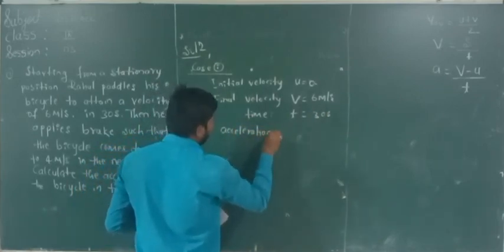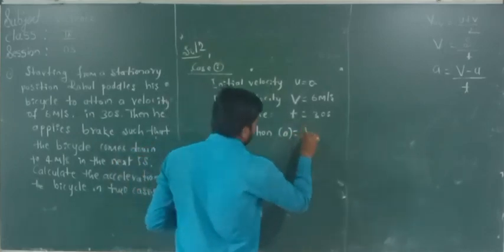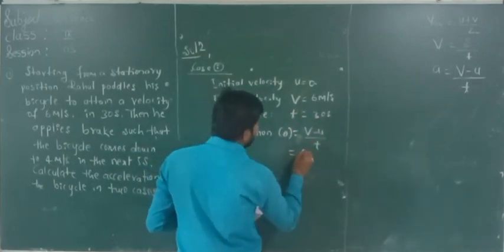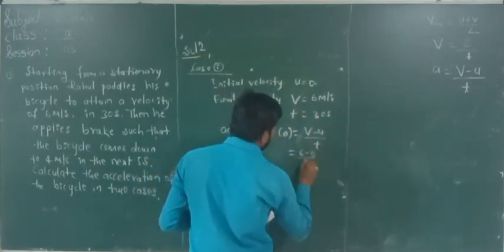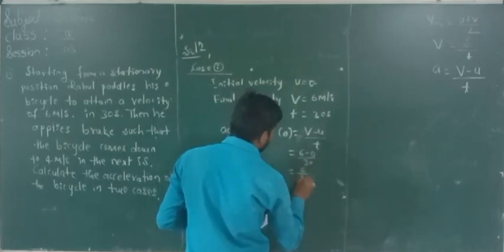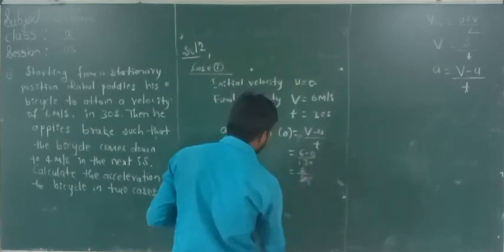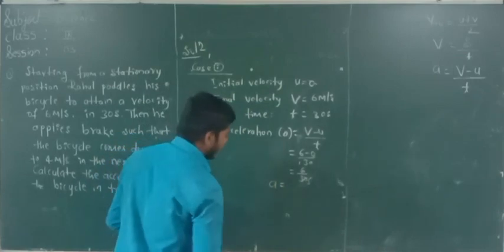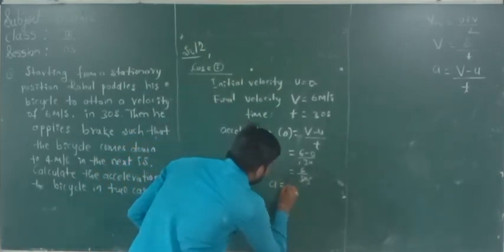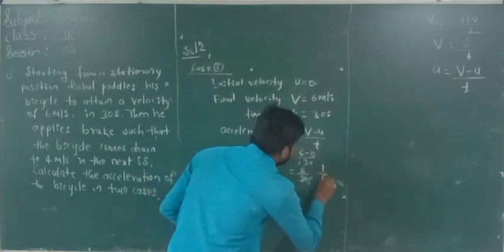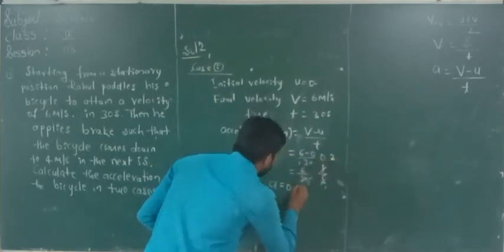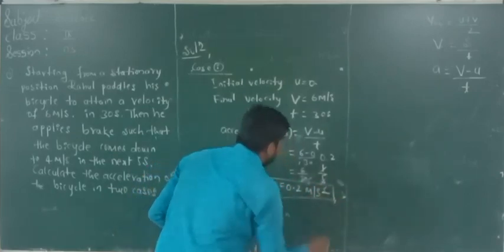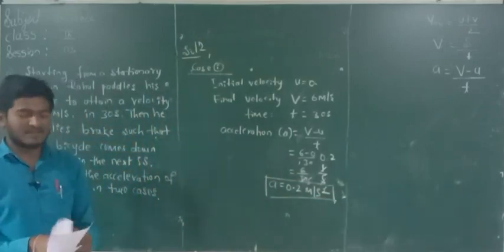So acceleration of the bicycle a is equal to v minus u divided by t, that is equal to 6 minus 0 divided by 30, that is equal to 6 divided by 30, which is 0.2. The acceleration a is equal to 0.2 meter per second square. The SI unit of acceleration is nothing but meter per second square.